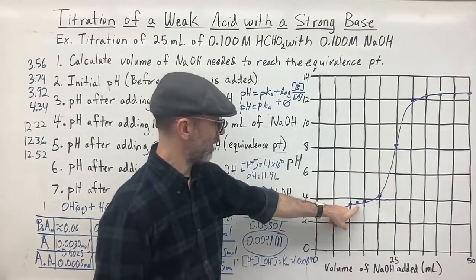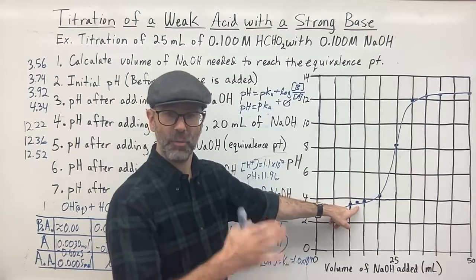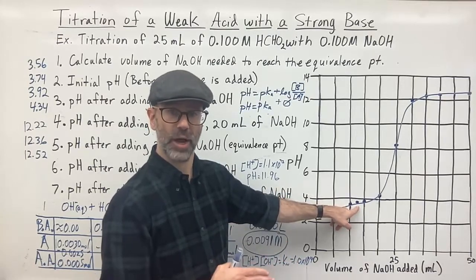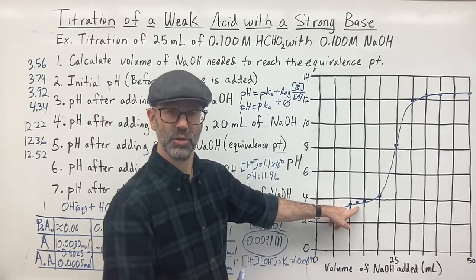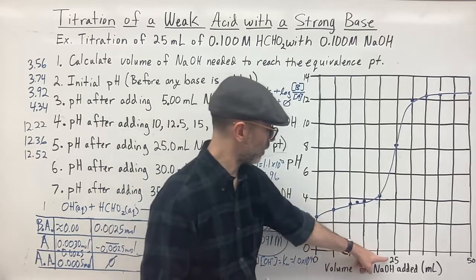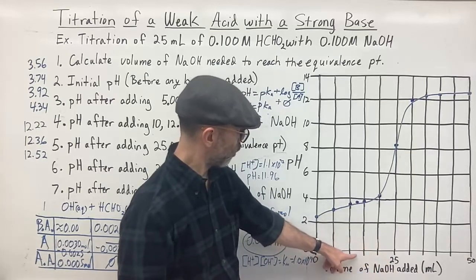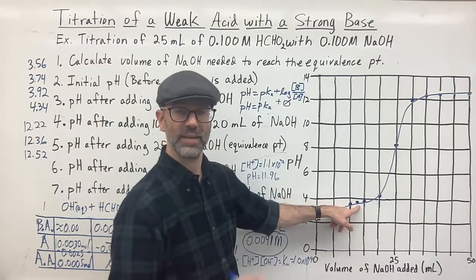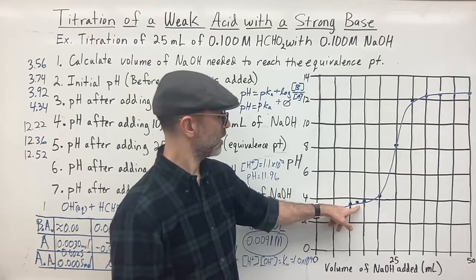Again, I want to point out the half equivalence point, where you've added half the volume you need to get to the equivalence point. Since the volume of NaOH I need to add to get to the equivalence point is 25, then 12.5 is half of that. And we know that at the half equivalence point, the pH is equal to pKa.